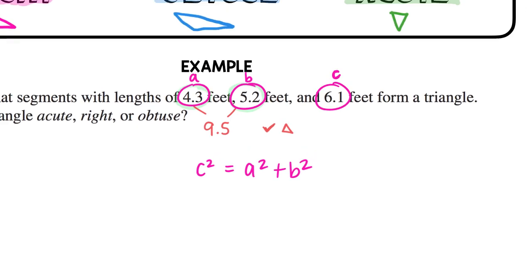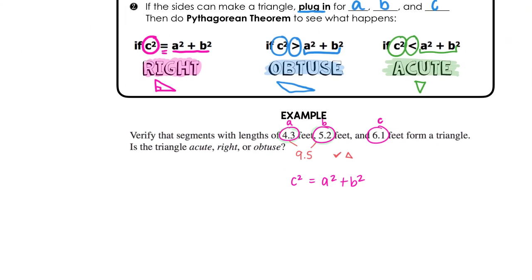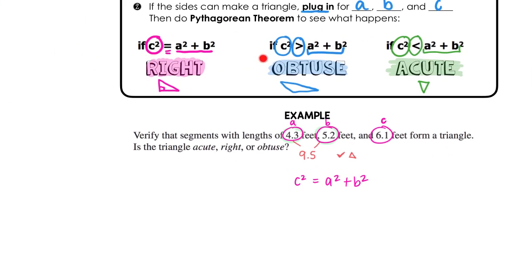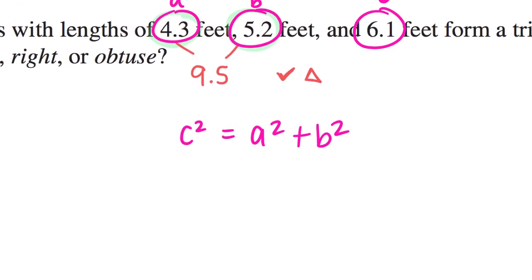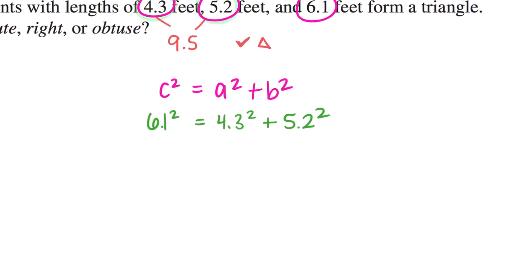And that's because it's easier to remember the rules if you do it that way. See how these rules have c squared going first? So that's why I write the c squared first. So let's plug in the numbers here. And we're going to put 6.1 right here. 6.1 squared equals 4.3 squared plus 5.2 squared. And then we're just going to do this math and we're going to see what happens.